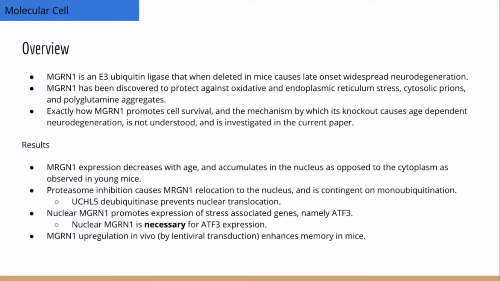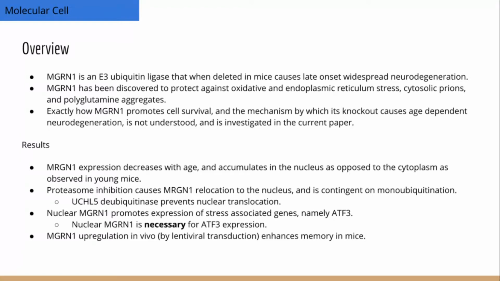The authors of this paper are particularly interested in this E3 ubiquitin ligase, MGRN1, because its deletion in mice causes an age-dependent neurodegenerative phenotype. Additionally, MGRN1 has been shown to protect against oxidative and endoplasmic reticulum stress, protect against prions and polyglutamine aggregates. How exactly MGRN1 promotes neuronal survival, however, is not understood. Thus, the current paper aims to characterize MGRN1 and discover exactly how this protein is protecting neurons. And this is what they found.